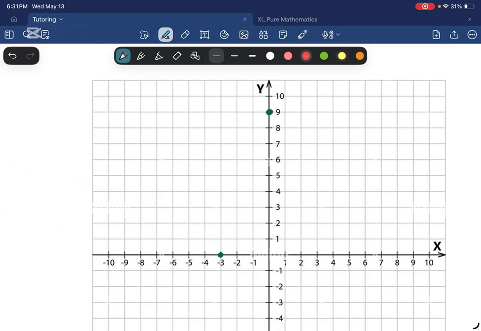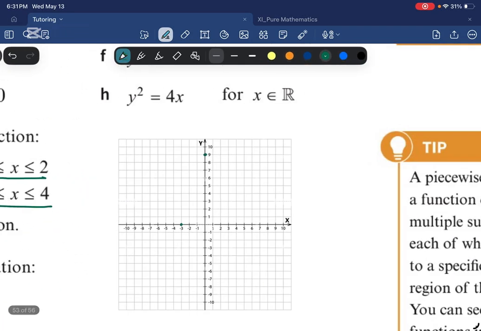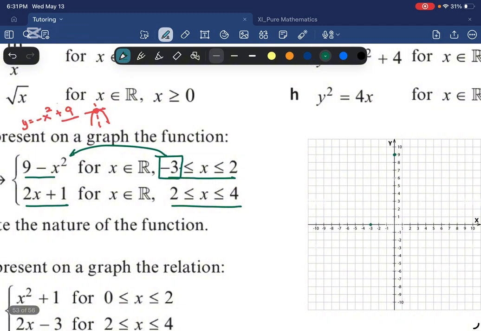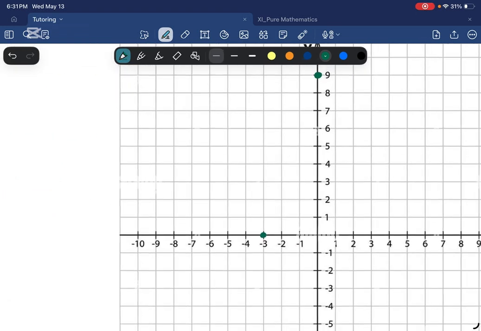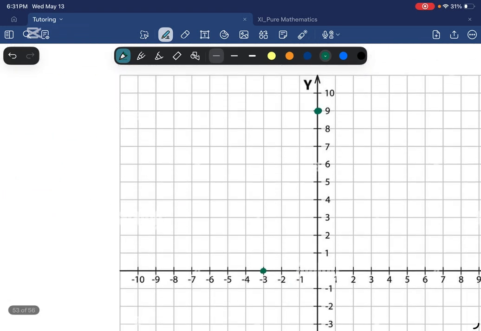So remembering that, you can also plot other points. Basically, you can plot negative 1, or you can plot negative 2. If you plot negative 2, you get 9 minus 4, which is 5. And you plot negative 1, so 9 minus 1 is going to give you 8. So something like this, and you can connect the points. Your graph looks something like this.